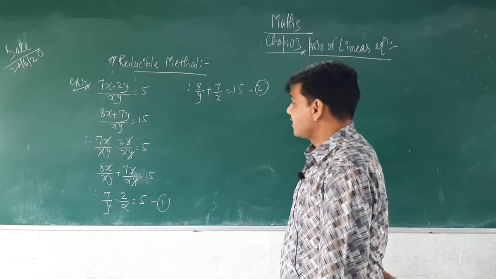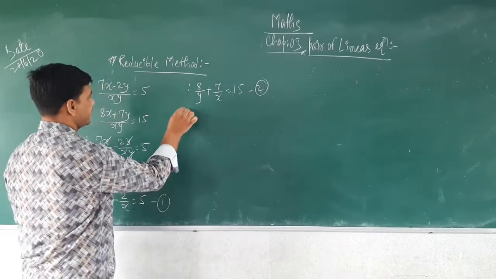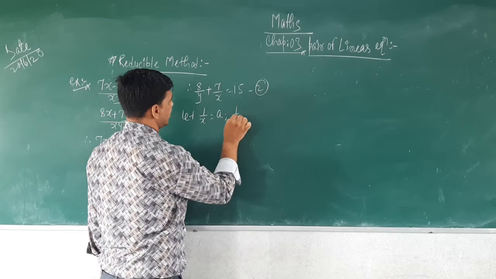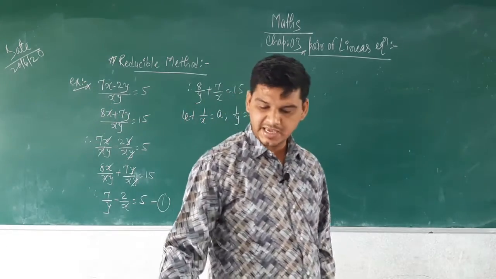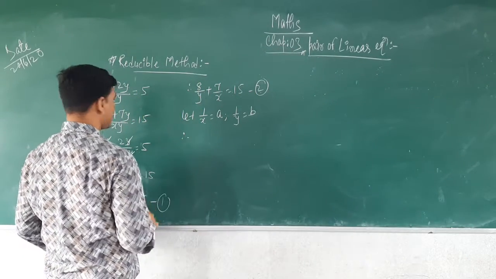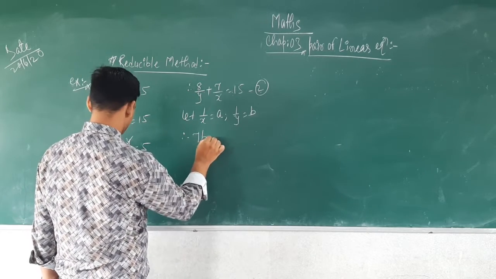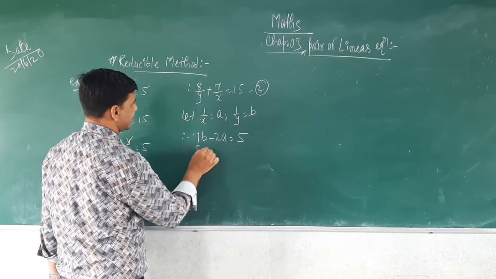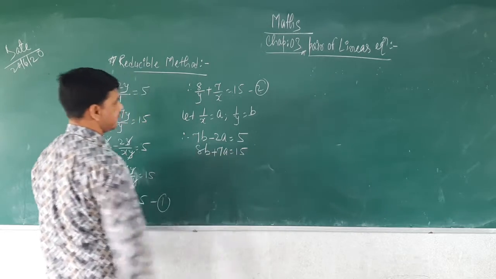So we have to suppose a value, because the denominator is what? x and y. So let 1 upon x is equal to a and 1 upon y is equal to b. So therefore 1 upon y is equal to b. So the first equation is 7b minus 2a is equal to 5 and the second is 8b plus 7a is equal to 15.